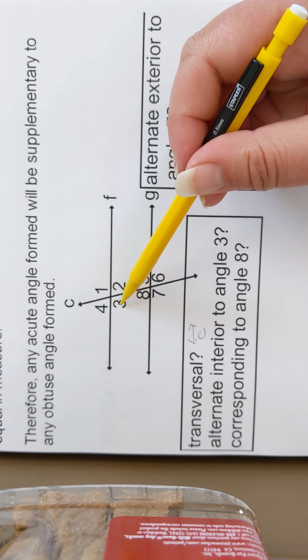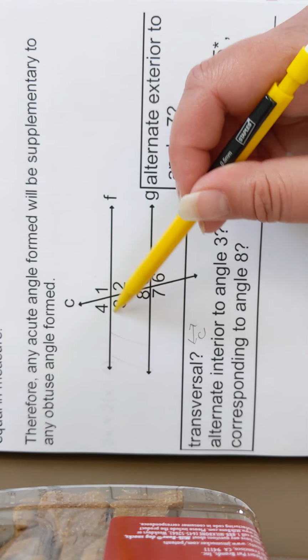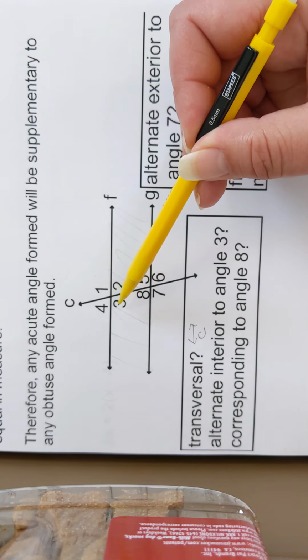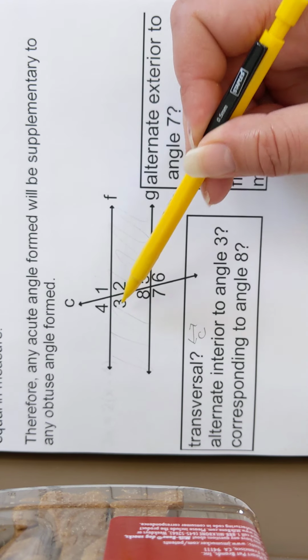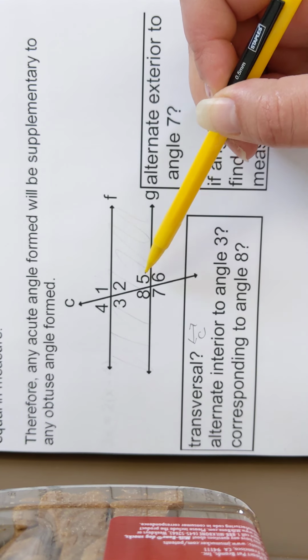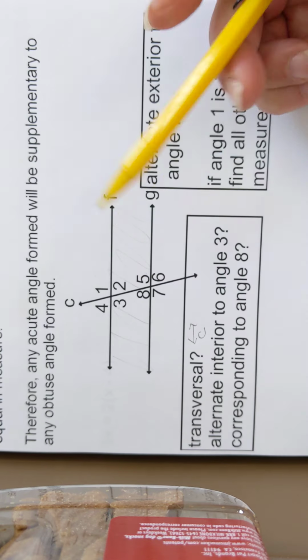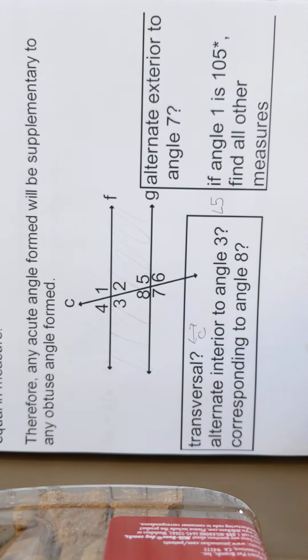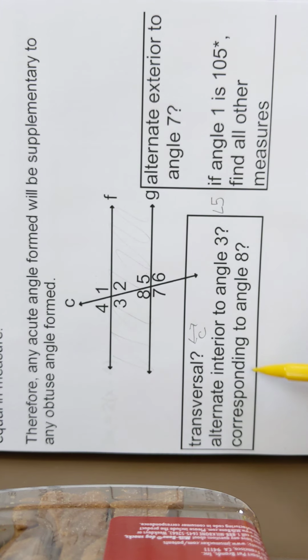So line C. What is an alternate interior to angle 3? So here's angle 3. Interior, remember, is on the inside of the two lines that were intersected. So alternate is opposite side, inside. So angle 3 would be an alternate interior angle to angle 5.